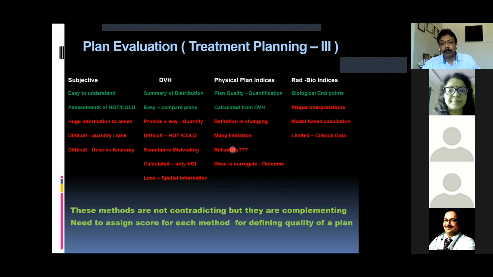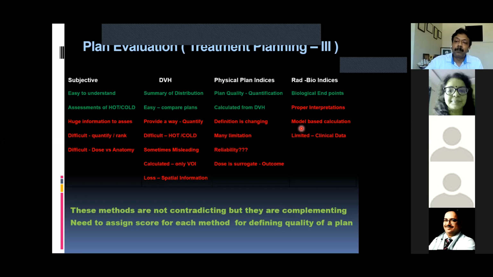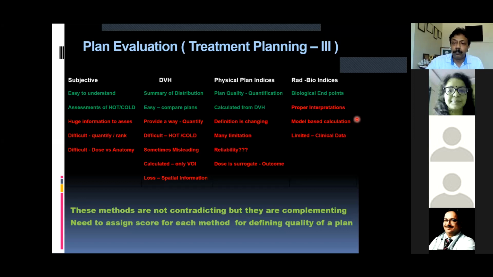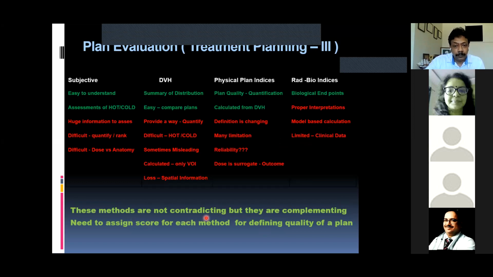And you know that the physical dose is a surrogate for the outcome. It all depends on dose, volume, dose variations and radiobiological dose. So radiobiological indices should be calculated, but the proper interpretation of these indices is very difficult, and they are model based, and if there is any error in any model, it will propagate and influence your decision. There are limited clinical data available to validate these models. So these methods are not contradicting, but complementing each other. So we need to assign a score for each method for defining the quality of a plan.